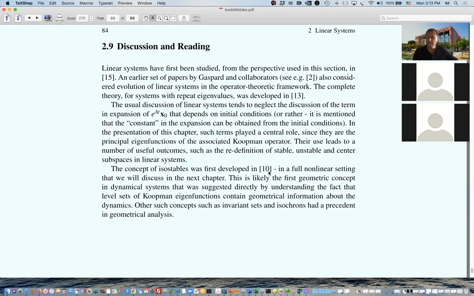Okay, we'll stop there, and next time we are going to start the analysis of a class of nonlinear systems, in particular those that have equilibria that are stable within a basin of attraction.